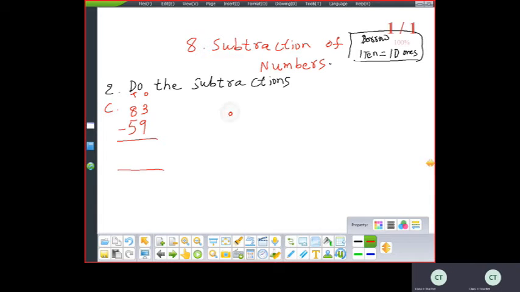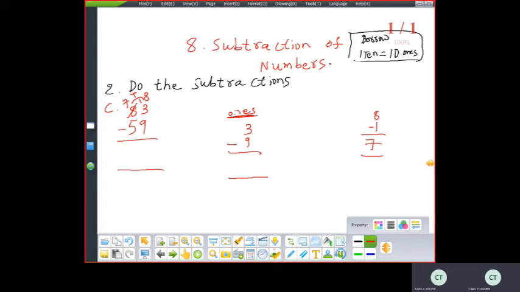Now subtraction on 1. The digits from ones place are 3 and 9. 3 minus 9. We cannot take 9 from 3. Why? 9 is bigger than 3. We cannot take bigger number from small number. In this time we need borrow. We take borrow from beside number. From 8 tens, we take 1 ten as borrow. 8 minus 1, 7. Now this is 7.